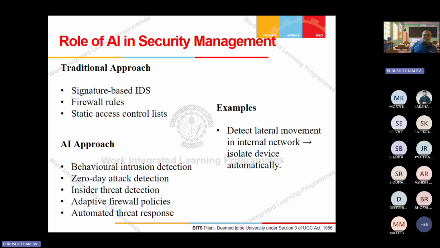Lastly, security management. The traditional approach is signature-based IDS, firewall rules, and static access control. If you use AI, you get behavioral intrusion detection, zero-day attack detection, insider threat detection, adaptive firewall policies, and automated threat response. For example, it can detect lateral movement in the internal network and isolate the device automatically.